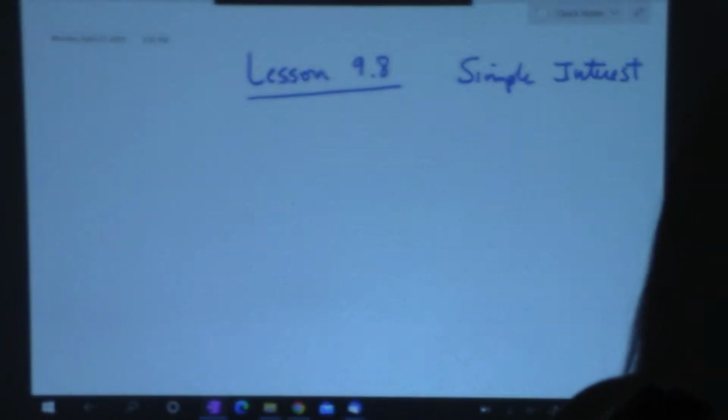And let's get started. So I'm going to open up the projector. So I hope you have a piece of paper out. I'm going to be reading the problems and writing things down.